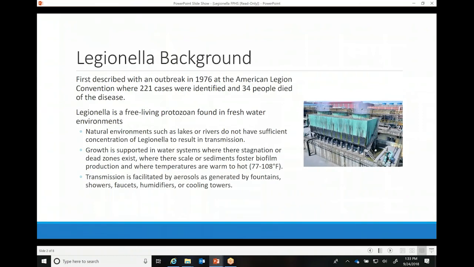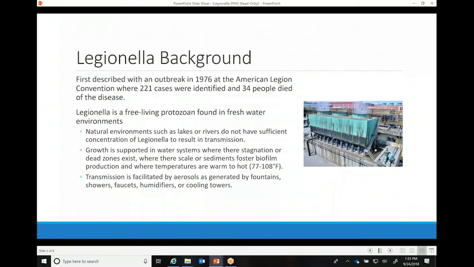So let's get started. For Legionella, I think most people are familiar with the history in terms of this being first identified with an American Legion convention, where a large number of people were sick and a number of deaths occurred. Retrospectively, they did look back at other outbreaks of respiratory related infectious disease and did find Legionella. So this is not a new pathogen. It was just newly identified for us.